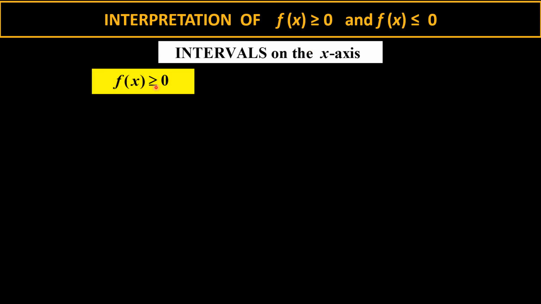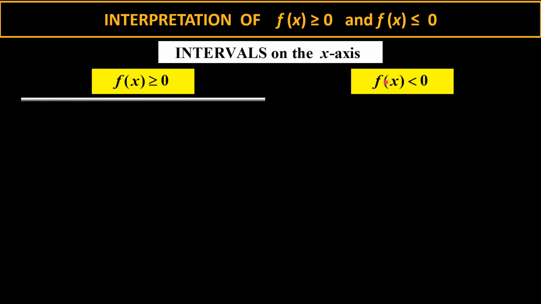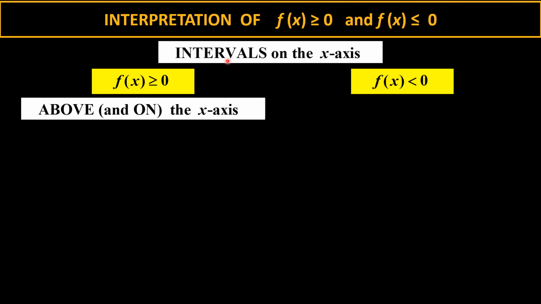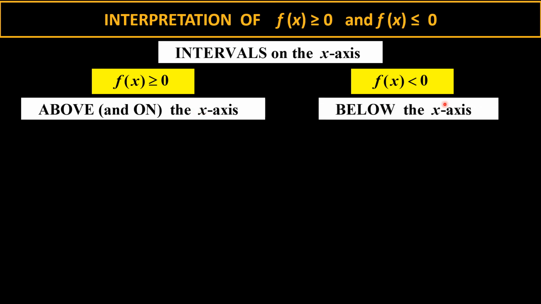There I've got f(x) greater or equal to 0. Remember, there's an or equal to 0. And the other one here, I'm just going to take f(x) less than 0. There's no equal there. So when it's greater or equal to 0, I have to look at the x-intercepts, and I have to see where my curve is above. Because I have an equal, it can also be on the x-axis. In this case, less than 0 means below the x-axis. But because I don't have an equal, I don't have the option of being on it there.